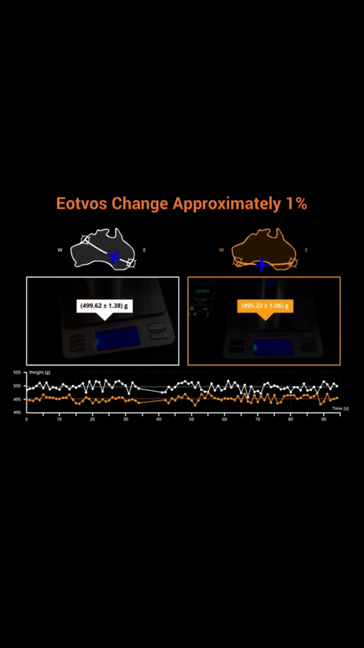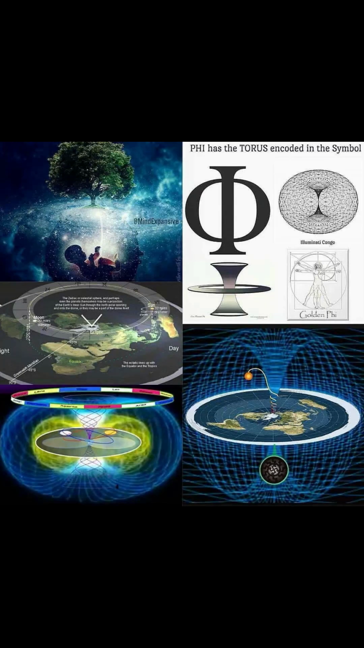As you can see here, this is an experiment that was conducted flying east and west over Australia. And you can see that when flying west, the object weighed roughly 5 grams more than when flying east. So we are talking about roughly a 1% change in weight in traveling west versus traveling east. So how in the world would this work on the flat Earth model?